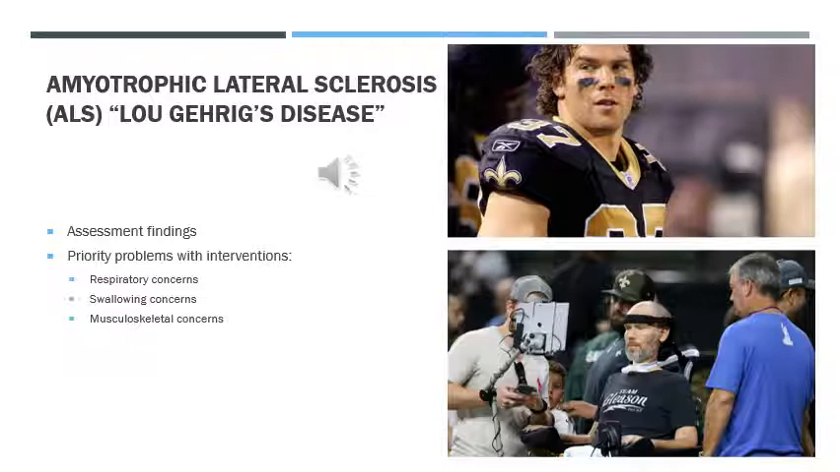Signs and symptoms include fatigue, muscle weakness, atrophy, twitching of the face and tongue, dysphagia, stiff or a clumsy gait, and abnormal reflexes. Drug therapy can include one approved drug, Riluzole, which is known to slow the progression of the disease, but does not cure or stop the progression. Palliative care is necessary to manage symptoms, and psychosocial support is also needed.